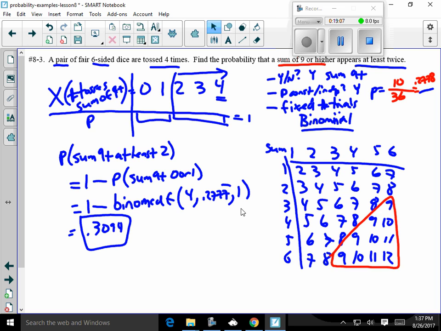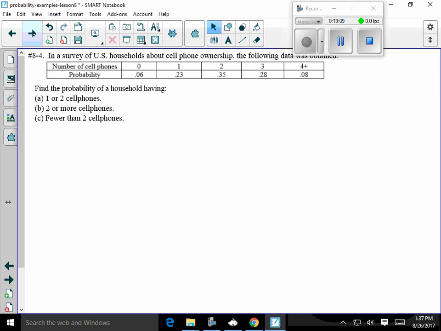Okay, let's move on. So the fourth problem says, in a survey of U.S. households about cell phone ownership, the following data was obtained. There's different number of cell phones, 0, 1, 2, 3, 4, or 4 or more, and then the probabilities that we found. Find the probability of a household having 1 or 2 cell phones, 2 or more cell phones, fewer than 2 cell phones. So pause and then unpause.